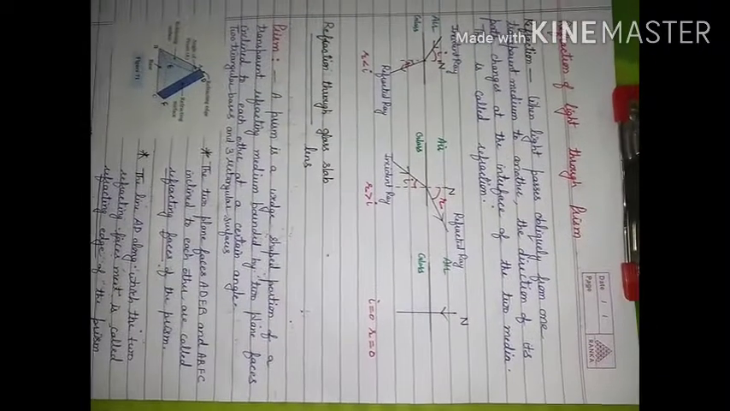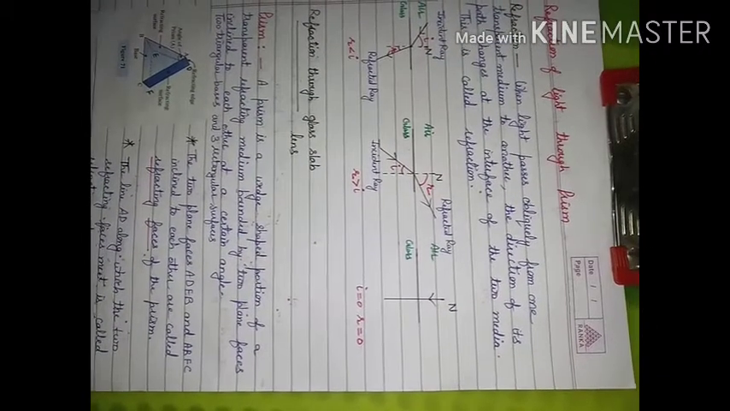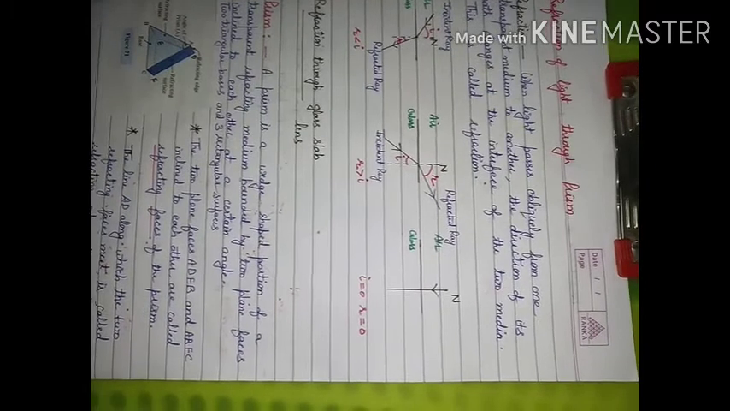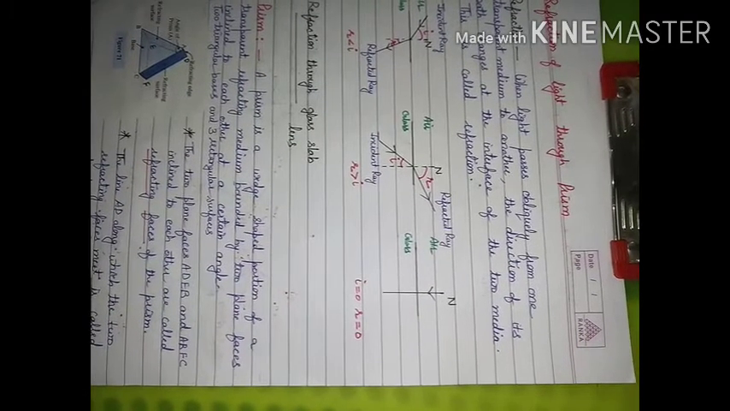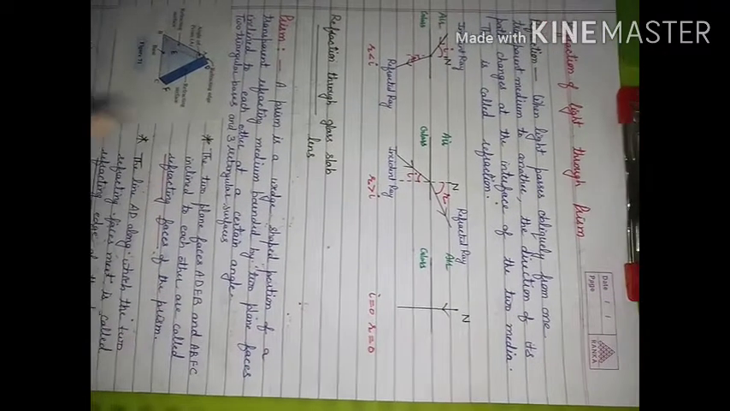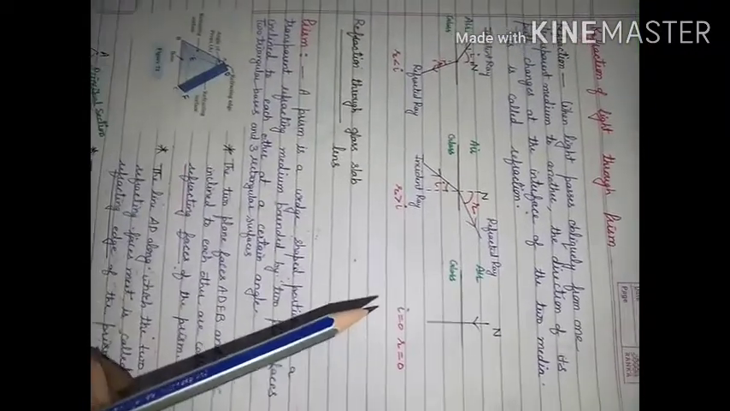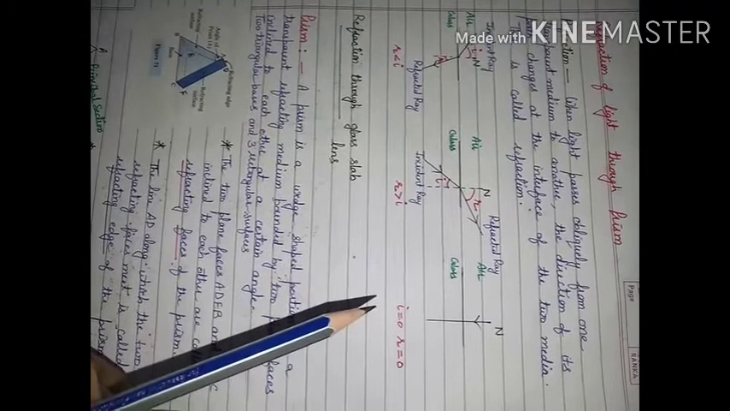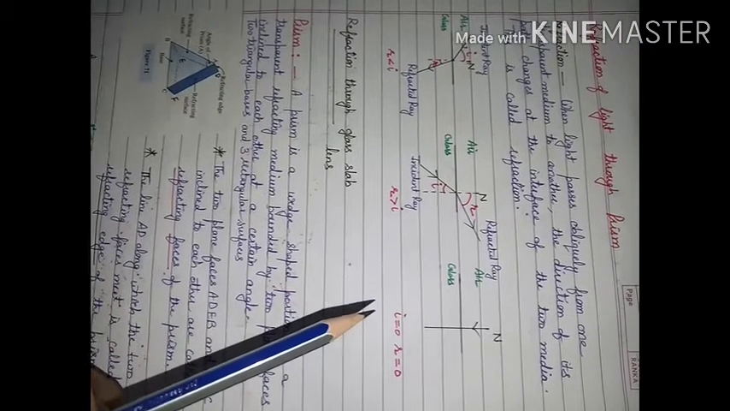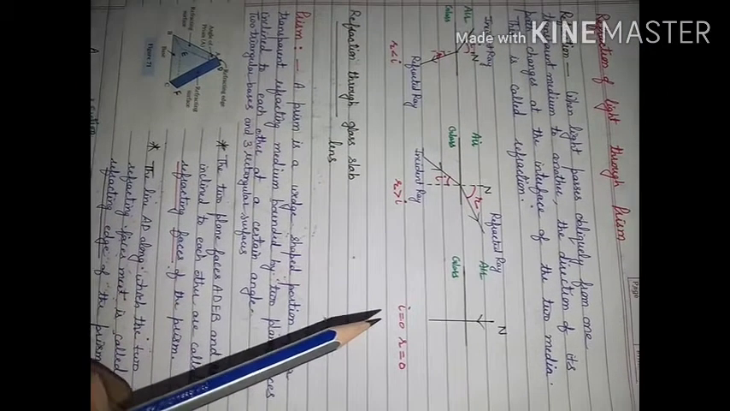In today's video, we will consider refraction of light through a prism. What is refraction? When a ray of light passes obliquely from one transparent medium to another transparent medium, then it changes its path. This phenomenon is known as refraction.